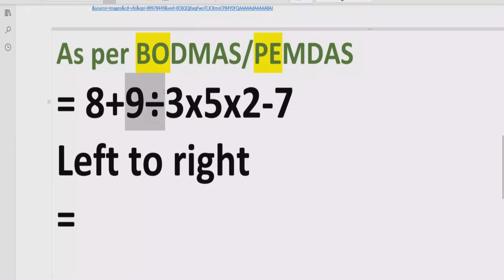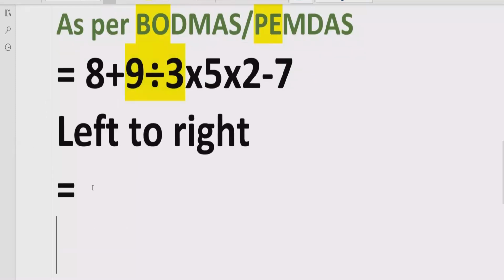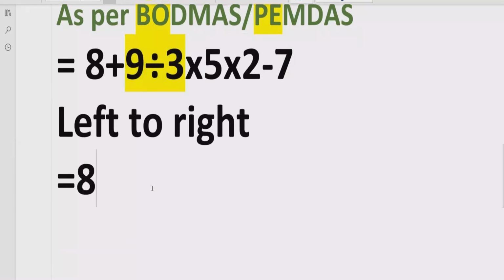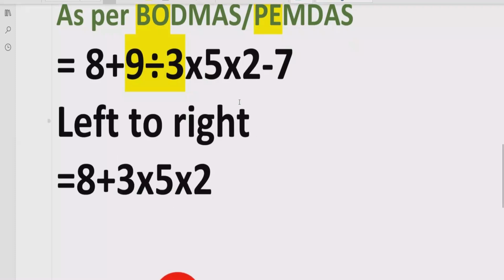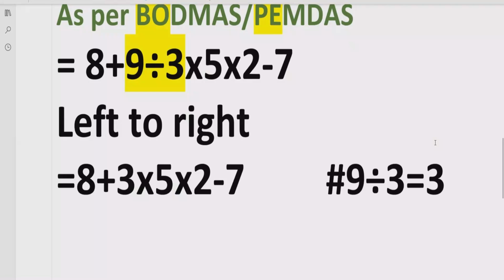So first we have 9 divided by 3. So we will solve this one. 8 plus 9 divided by 3 equals 3. Multiply by 5, multiply by 2, and minus 7 we will write as it is. And here we have to give the reference like 9 divided by 3 equals 3. Now we have solved this term.